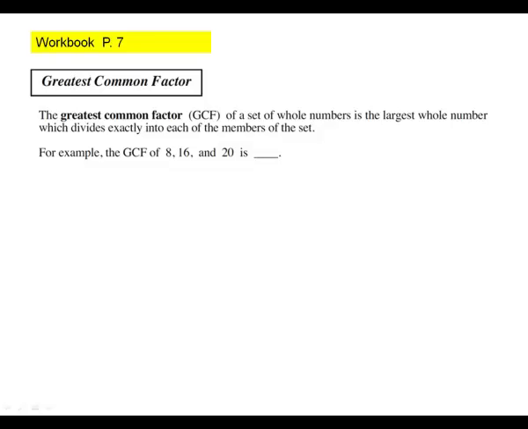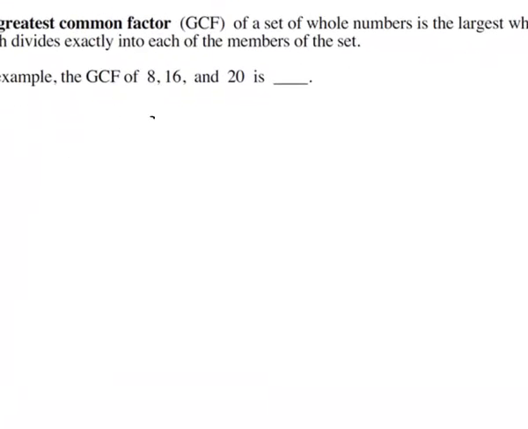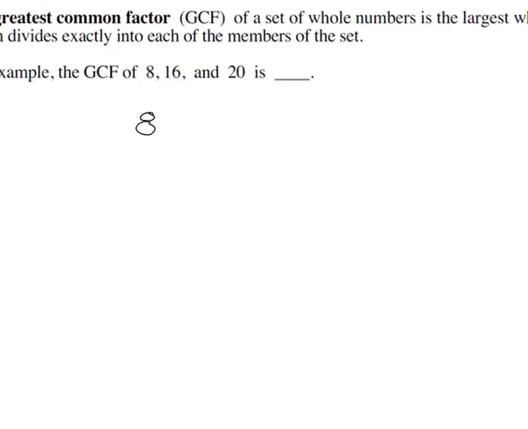A greatest common factor is the largest factor that a group of numbers has in common. One way to find out what this is would be to list all of the factors of each number and see which one is the largest.